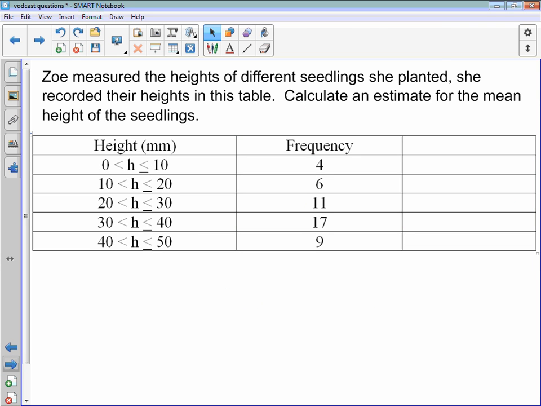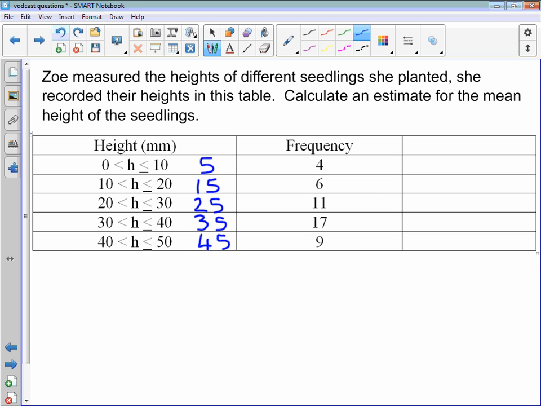Our second example we're going to look at is about Zoe, who's planted different seedlings, and she's going to record the heights that they are at the moment. So again, we need to start off by looking at the midpoints for each of the groups. So the first group goes from 0 to 10, so we can see that the midpoint should be 5. The second group should be 15, third group 25, fourth group 35, and fifth group it should be 45. Again, we now have our midpoints.